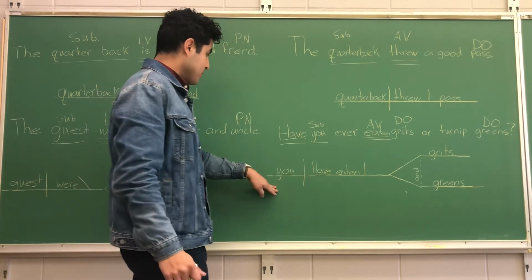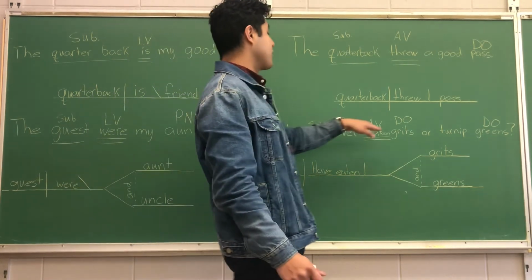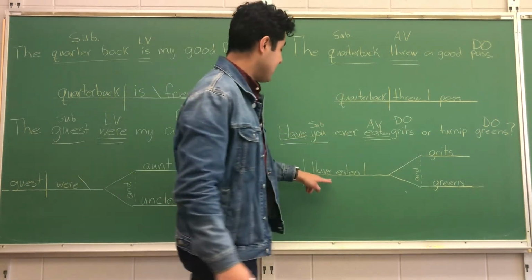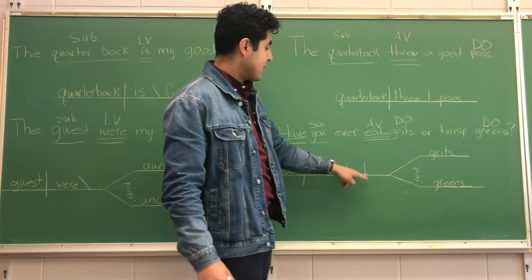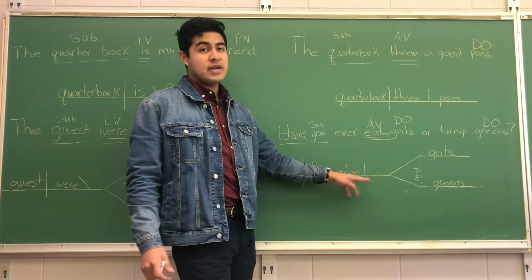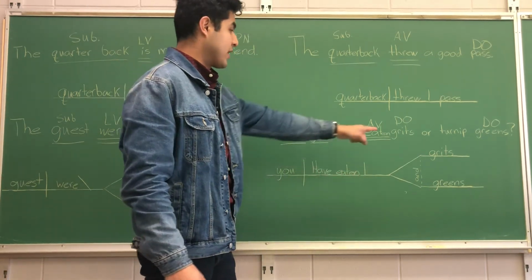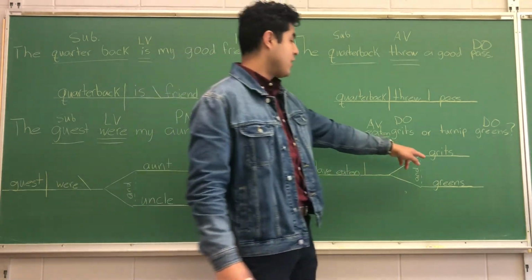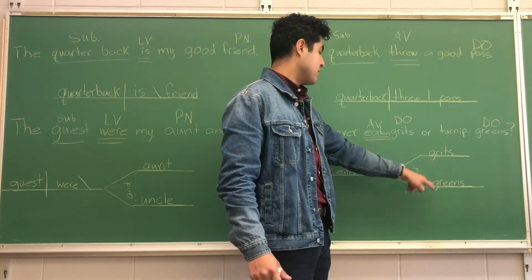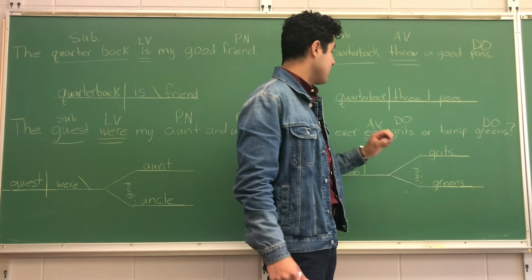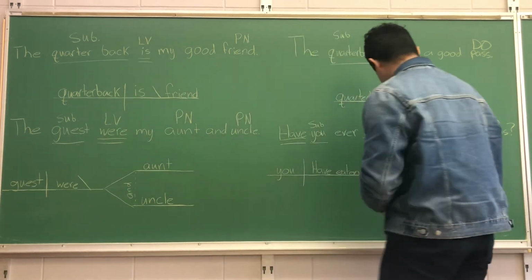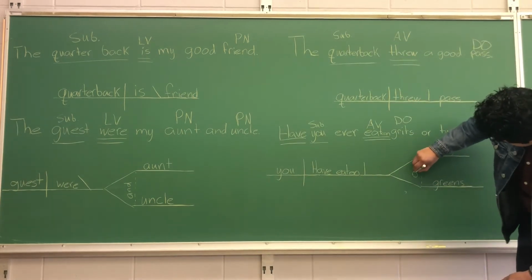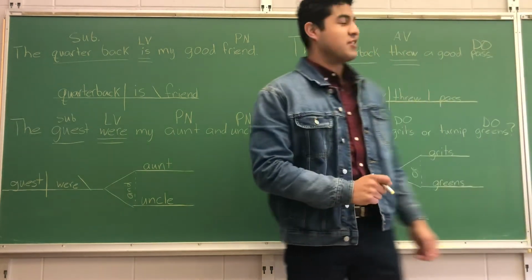So we've got our question first of all. Have you ever eaten grits or turnip greens? Our subject is you. Have eaten is the action verb. Then my line is a vertical line that meets the horizontal line. It's not the slanted one because we're dealing with direct objects. So I've got my vertical line that meets the horizontal line, and then I've got my compound direct object. Grits and greens joined by, I put the wrong conjunction. Joined by the correct conjunction, or, okay?